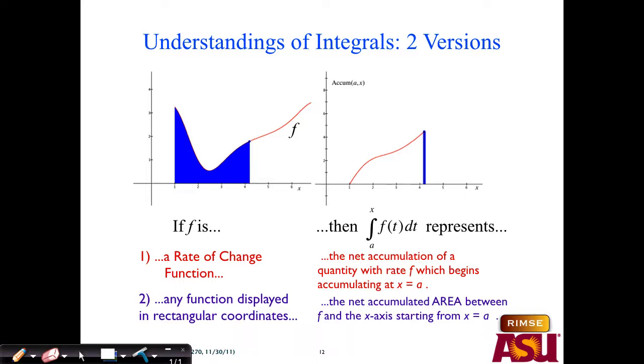So if you do want to use this to represent something physical, like finding an amount of area bounded by some curve for a physical production process, that's another kind of thing that we can do with this because of our rectangular coordinate system.